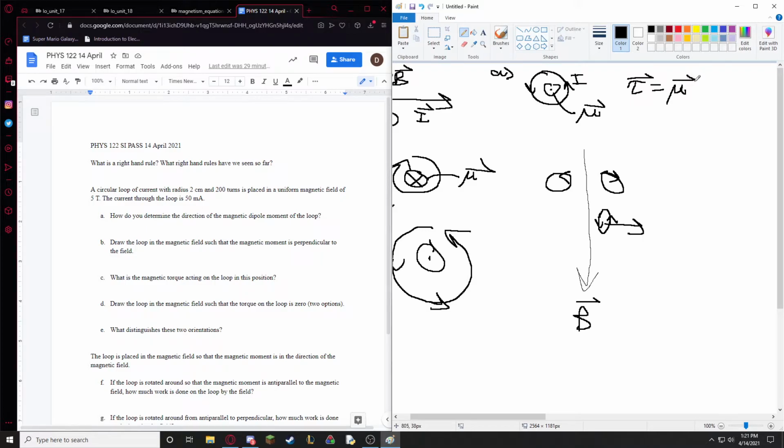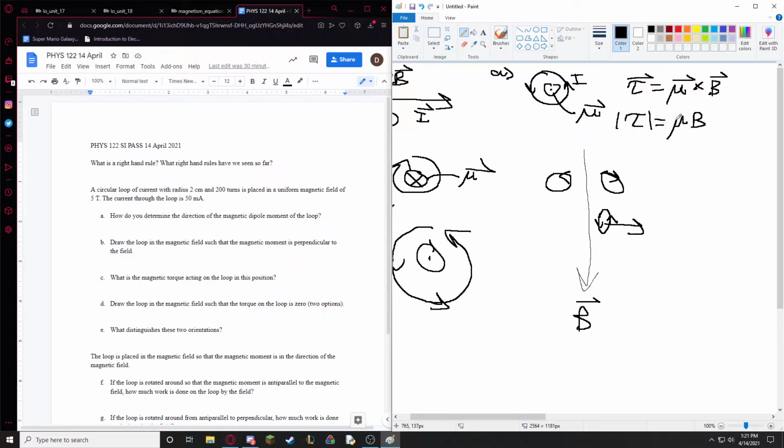And so why can we simplify that to just mu times B? Because when you expand it, you get mu B sine of theta, but the angle between them is 90 degrees, so sine of theta would be 1. Perfect. I literally couldn't have explained it better. So the magnitude of our torque is going to be mu times B.